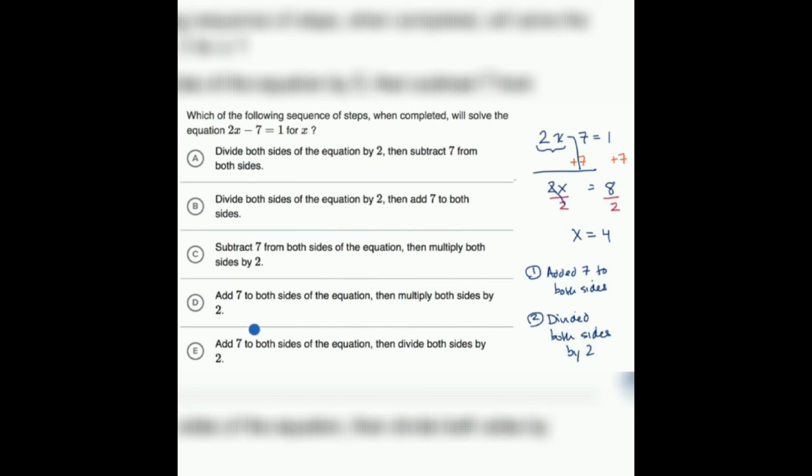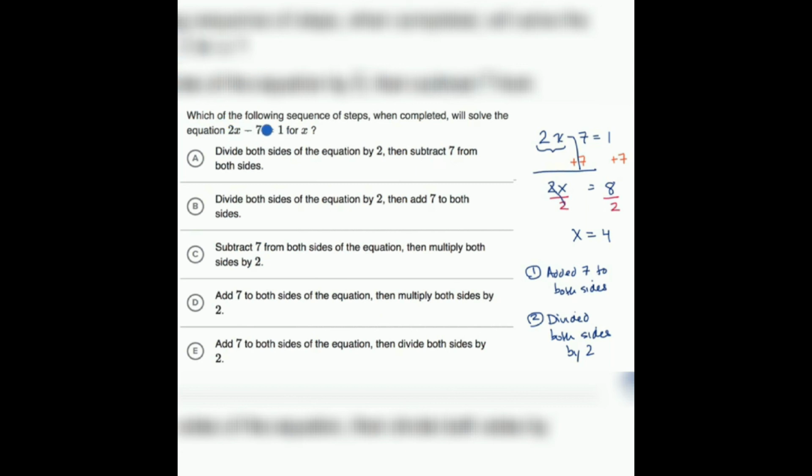Now, which of these choices match up to that? So here it says divide both sides of the equation by 2, then subtract 7 from both sides. So this is close, but they're dividing by 2 first, and then instead of adding 7, they're subtracting. And if you divide by 2 first, it's not clear that adding or subtracting 7 is the right thing to do. We could even try it out with that.